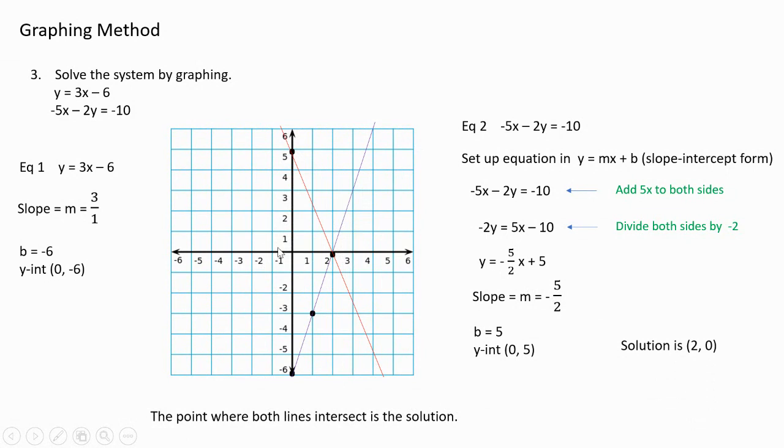Graphing is okay to do, but at times when the equations have really big numbers, I don't recommend doing it by graphing. There are other ways to do it, which are by substitution and the elimination method, which I'm going to show you on the next few slides. So again, this is a consistent independent system because we have one solution.